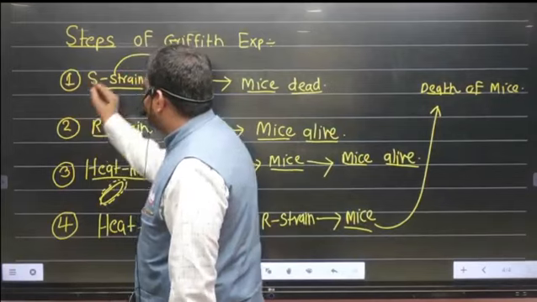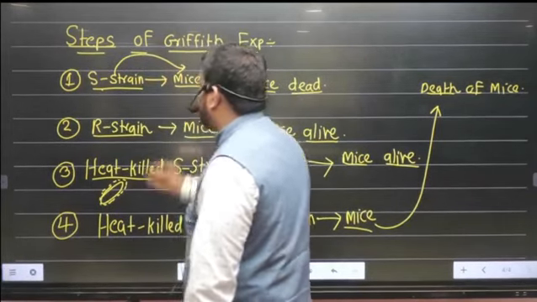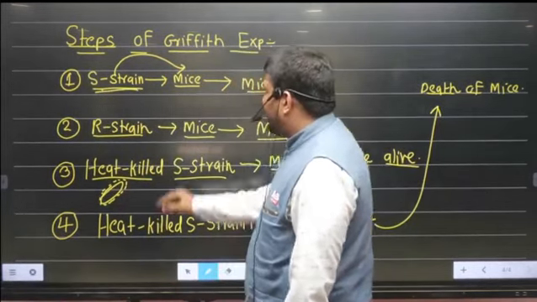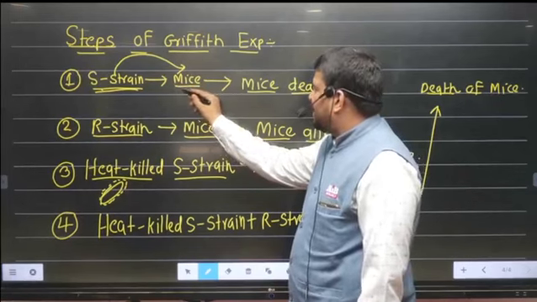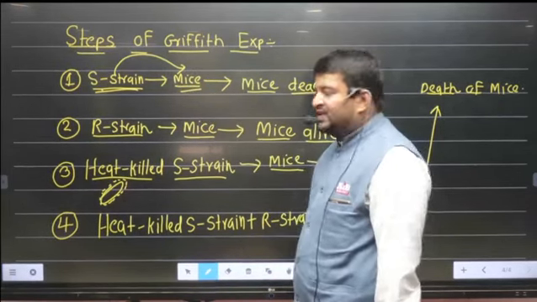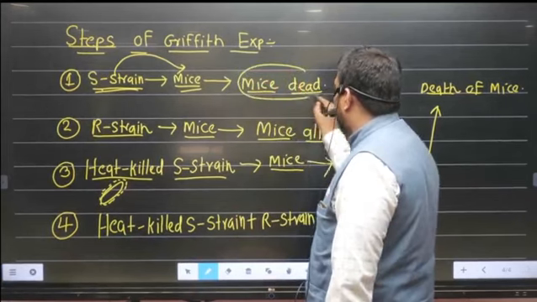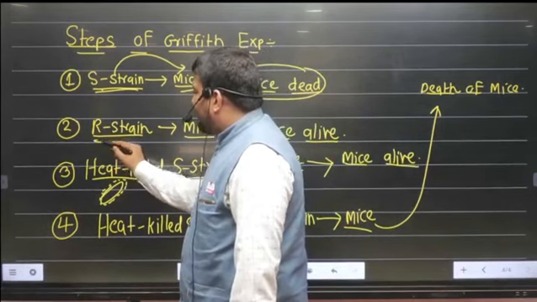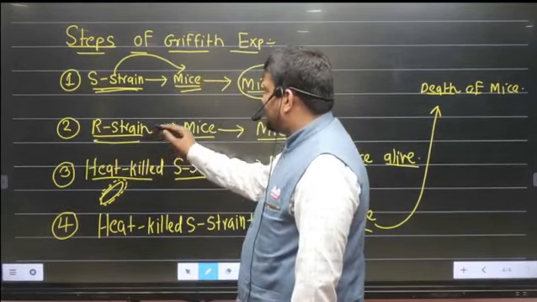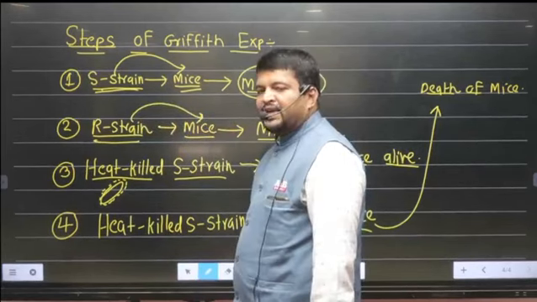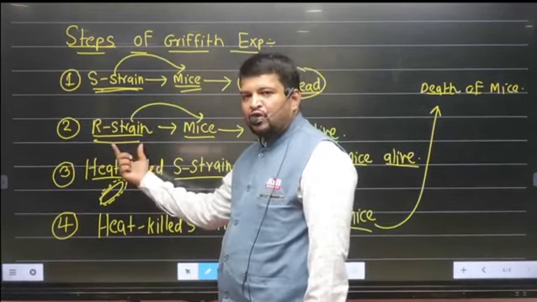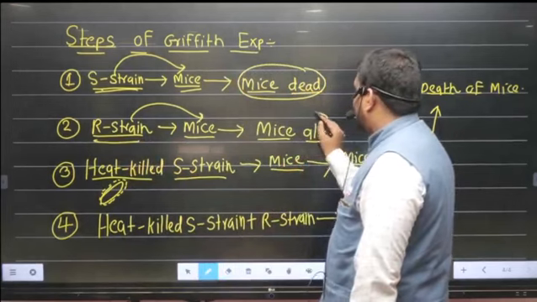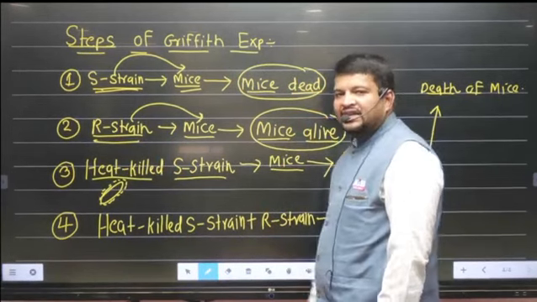So here let us just revise the steps of the Griffith experiment. In the first step, Griffith took the culture of the S strain and transferred it into mice with the help of an injection. As we know that the S strain is pathogenic, the death of the mice takes place during the first step. Now in the second step he injected the R strain into mice, but the R strain is non-pathogenic in nature, therefore the mice stay alive during this step.